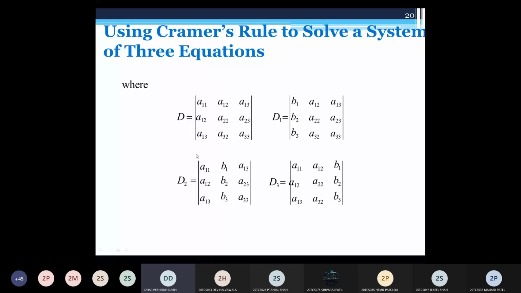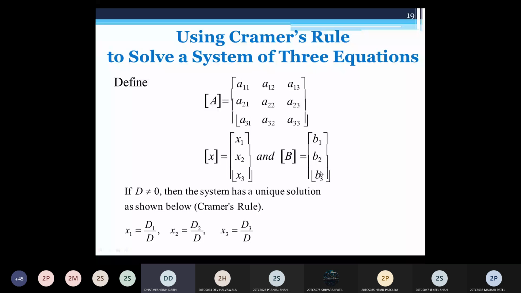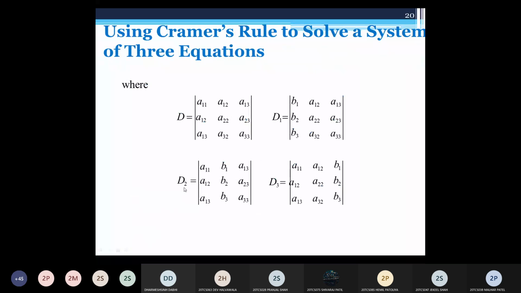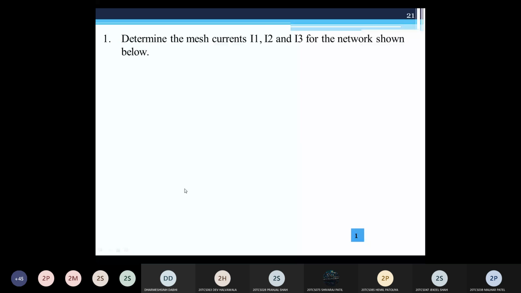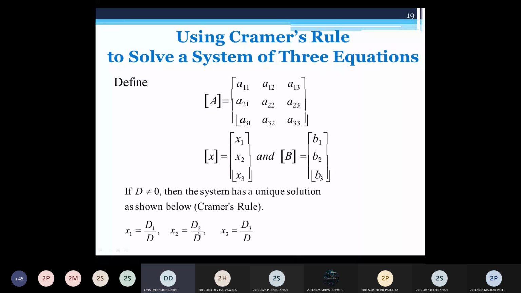Same way when you find out X2, for that find out D2. So to find out D2, you replace the second column of D by B1, B2 and B3. So you can see that the matrix D2 has the first and third columns as they are, like this D, and the second column is replaced by the voltage source, this one, B1, B2 and B3. And find out the determinant, so that gives the value of D2. So the value of X2 is what? The ratio of D2 by D.